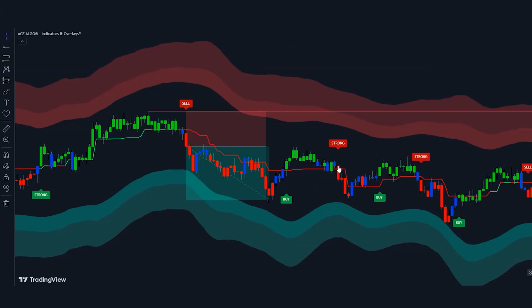Once a sell or strong sell signal is confirmed, and it breaks the trend finder like a support line, that's your signal to enter the trade.